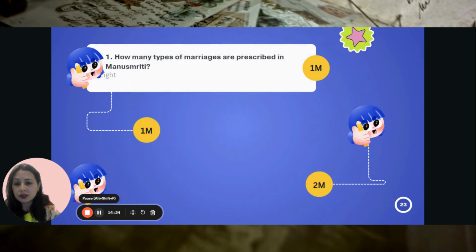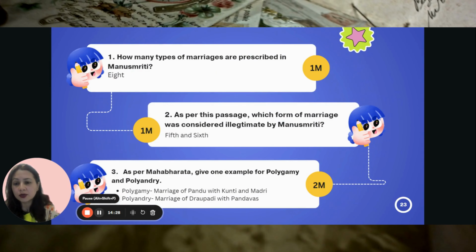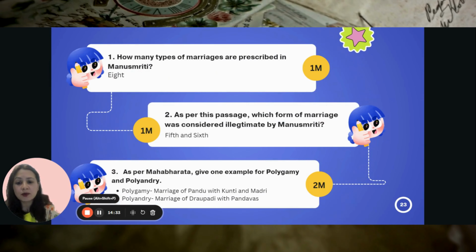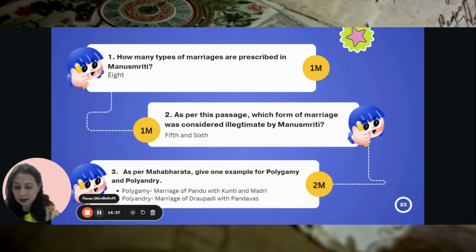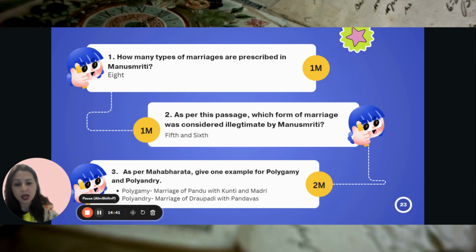Coming on to the questions. How many types of marriages are prescribed in Manusmriti? Just now I told you there were eight of them. As per this passage, which form of marriage was considered illegitimate by Manusmriti? Fifth and sixth. As per Mahabharata, give one example of polygamy and polyandry.